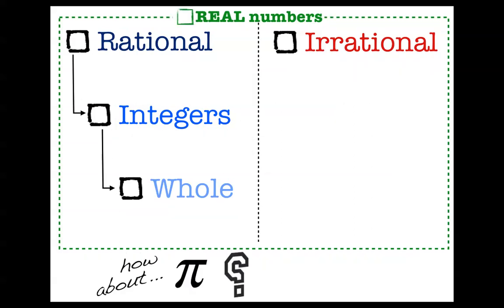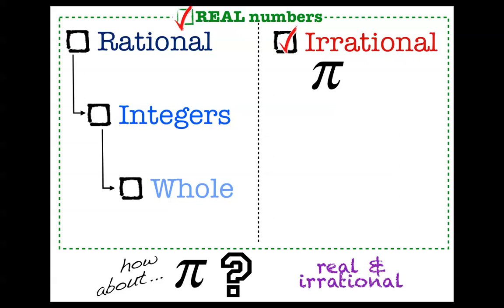Okay, how about pi? What categories does pi fall into? Can we classify pi? Well, yeah, we would classify pi as irrational. Why? Because it's 3.14 and it keeps on going, and you can't write it as a ratio or as a fraction, so it's irrational. Now, just because it's irrational doesn't mean it's not real, so pi is real and it is irrational. That is how we would classify the number pi.